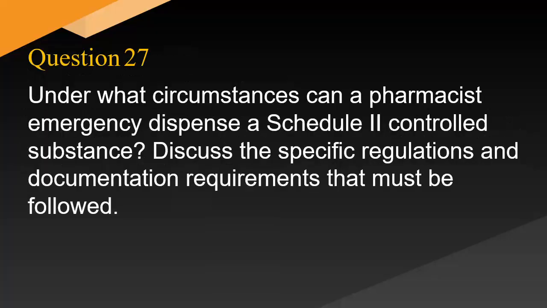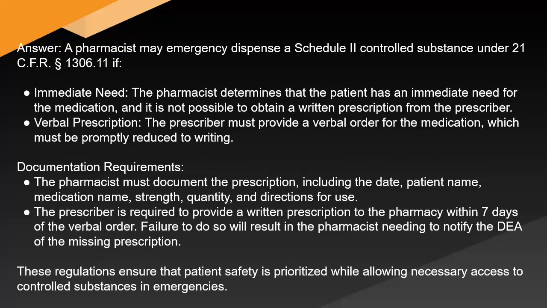Under what circumstances can a pharmacist emergency dispense a Schedule I controlled substance? Discuss the specific regulations and documentation requirements that must be followed. Answer: a pharmacist may emergency dispense a Schedule I controlled substance under 21 CFR § 1306.11 if there is an immediate need. The pharmacist determines that the patient has an immediate need for the medication and it is not possible to obtain a written prescription from the prescriber.